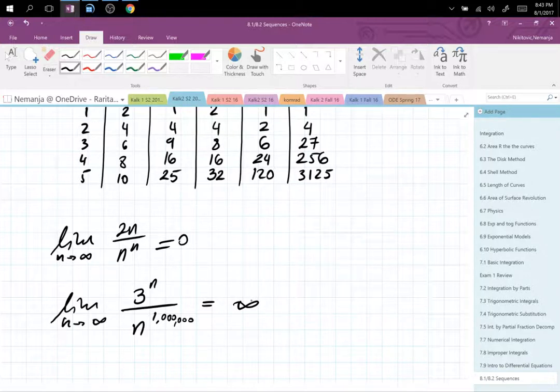Yes, so the test is the limit test. And then the graphing. And the limit test is the only test that you have for sequences. We are going to have 10 different tests for series later on.